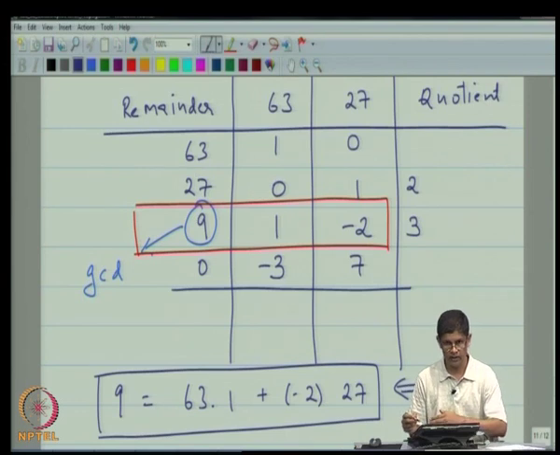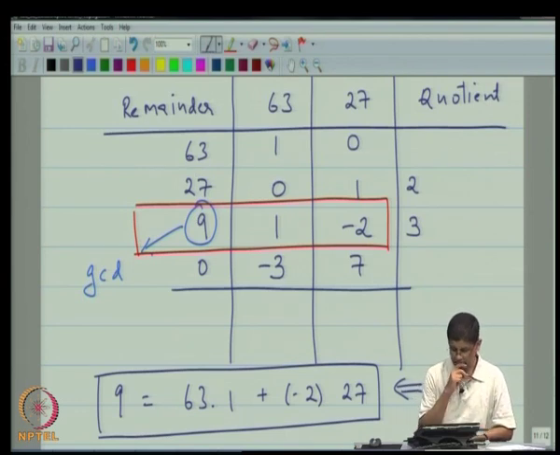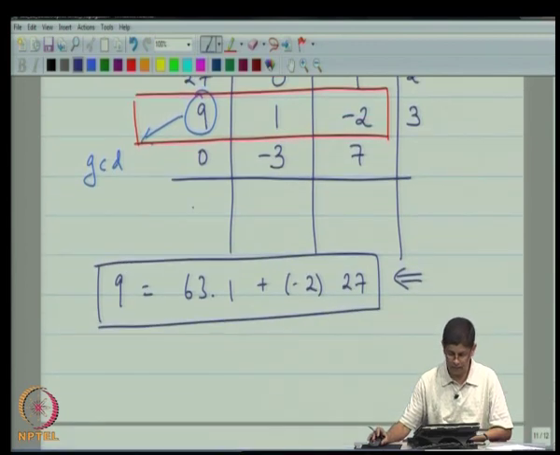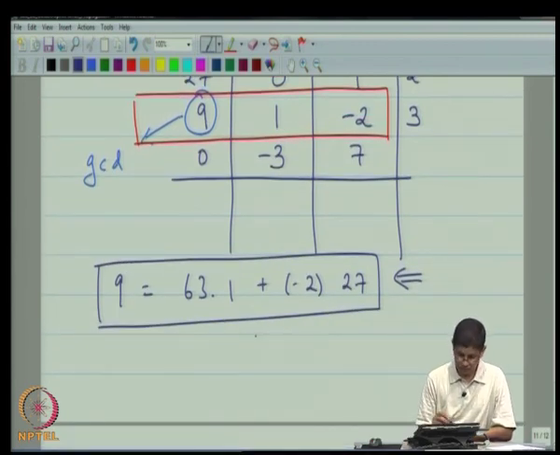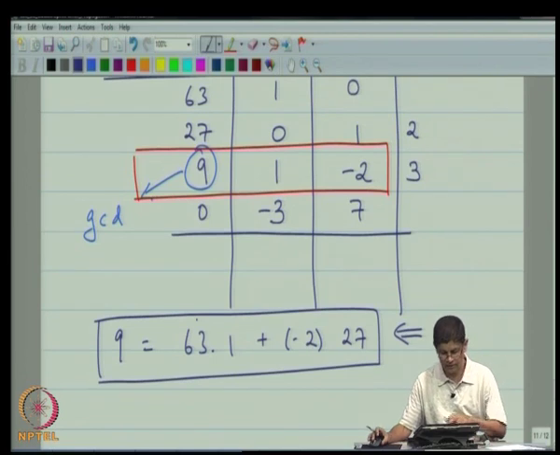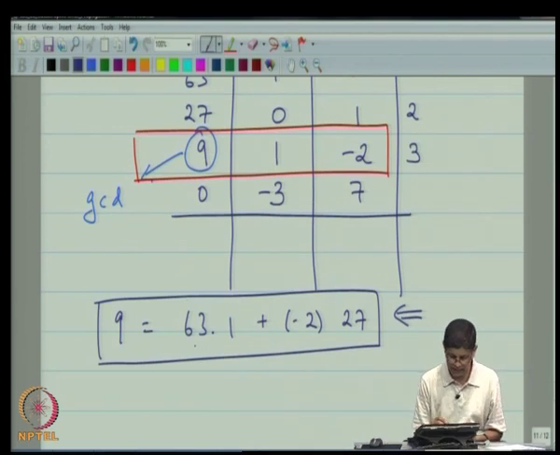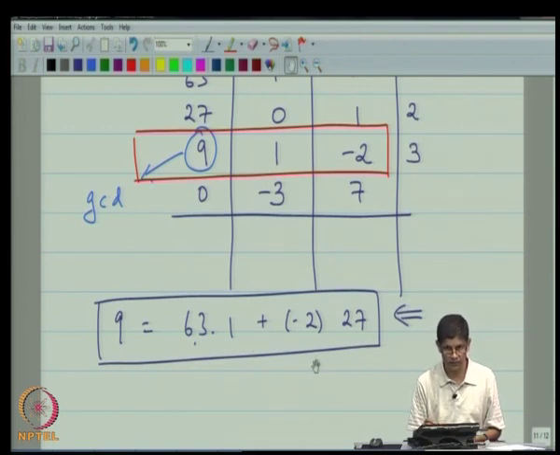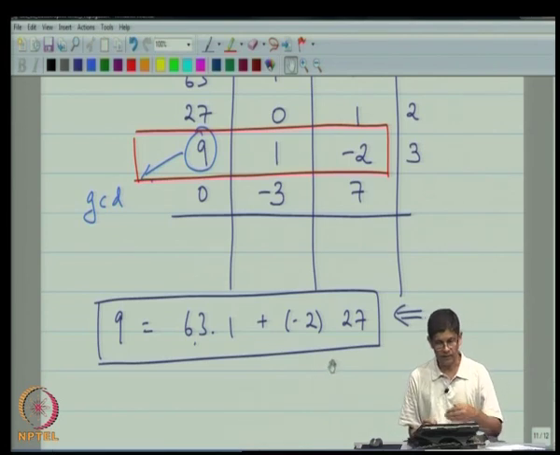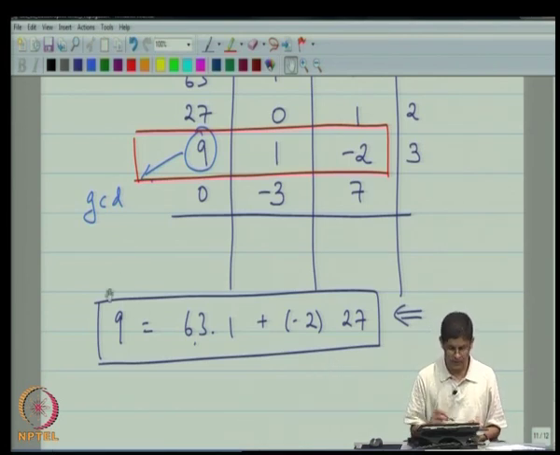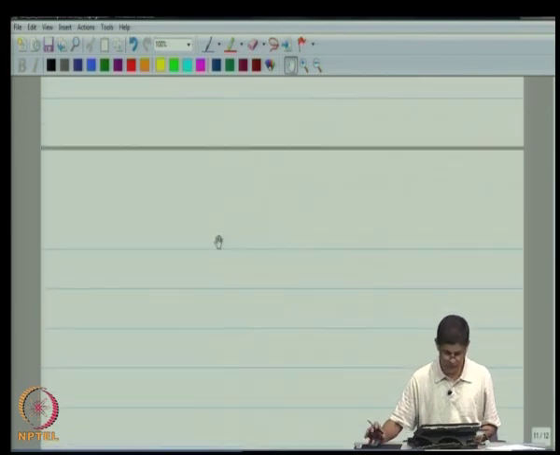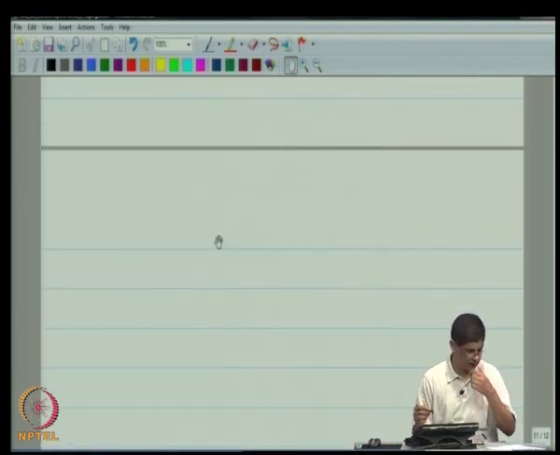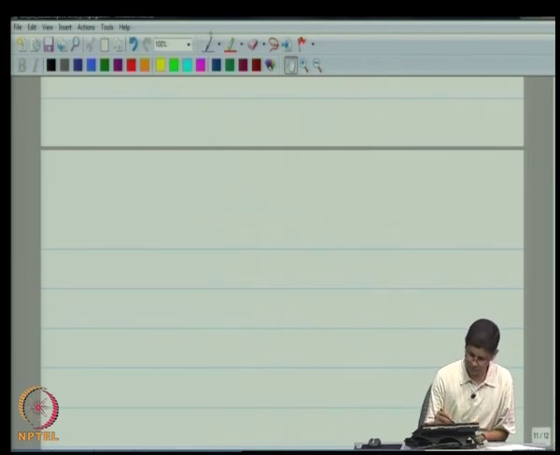Even if you had a longer table, this would still hold. This equation at the bottom is helpful because it tells you that not only is 9 a divisor of 63 and 27, it is also the largest possible divisor. Reason being that anything that divides 63 or 27 must divide 9 from this equation. Okay. So, this equation allows you to take that extra step and declare 9 to be the greatest common divisor. Now, let us look at the analog in the case of polynomials.